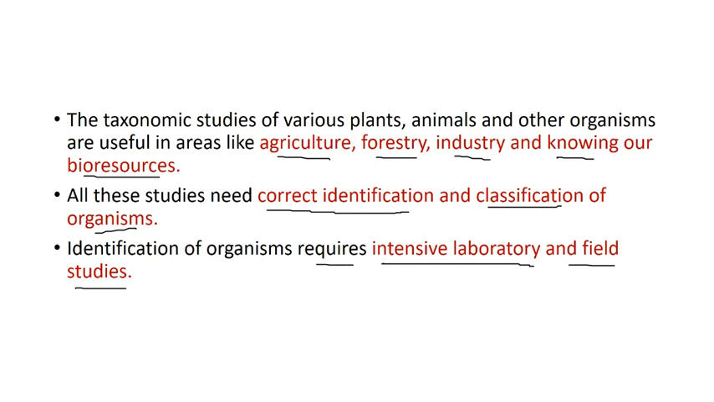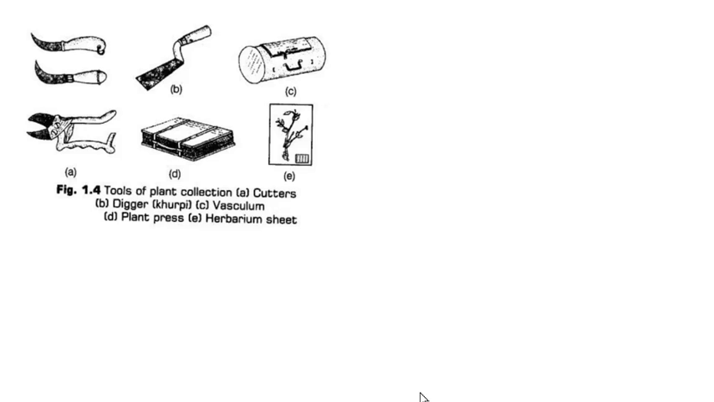For plant collection, different tools are required. We need to know about the tools as well. Number A are the cutters. Number B, here you can see, is known as a digger, and in the local language it is known as khurpi. The third one is the vasculum. The fourth one is the plant press, and then the herbarium sheet. We'll be knowing in detail about the herbarium sheet.